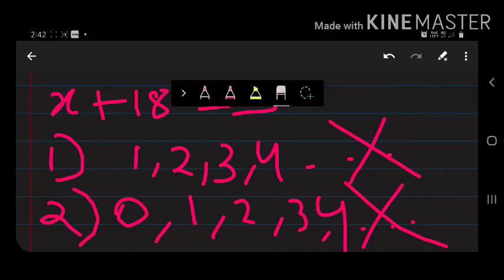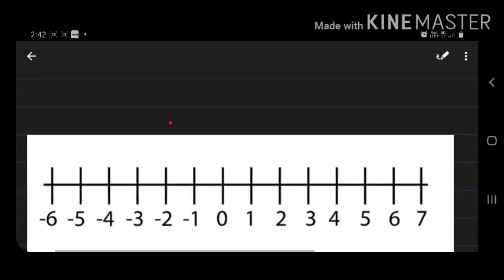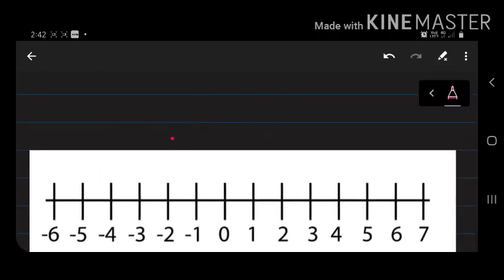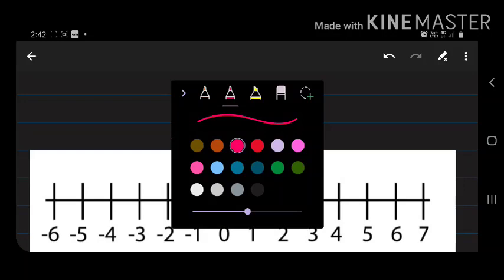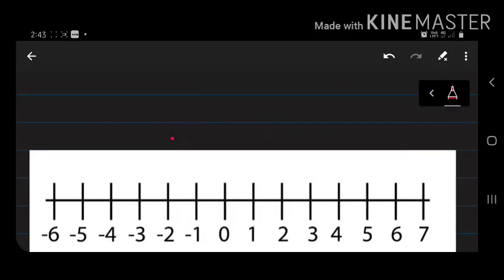So it's time to update our number system further. But before that, let's get back to our number line. We have 0 at the center and we have all the positive numbers on the right hand side of 0. Similarly, on the left hand side of 0, we have all the negative numbers.